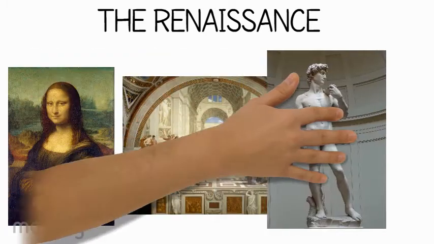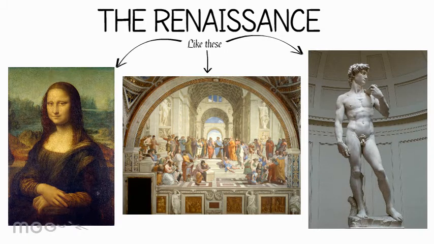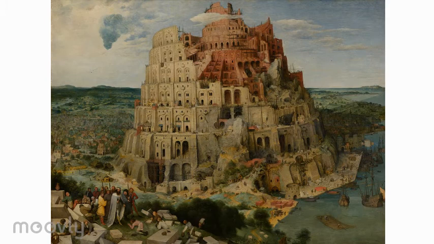The Renaissance was a time of art and culture, rebirth and renewal. Many famous pieces came out of this period. Today we're going to talk about one in particular, which you probably haven't heard of before. The Tower of Babel by Pieter Bruegel.